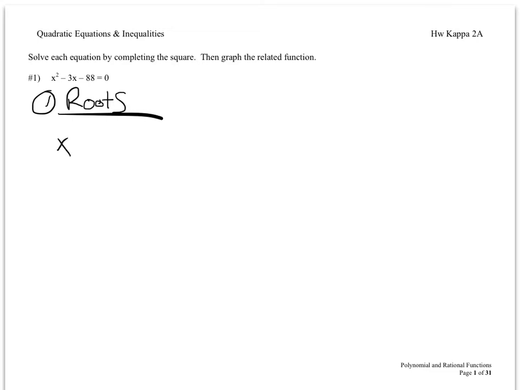So I take my first term and my second term, and I group them together in a set of parentheses, leaving some kind of a blank to the right of the minus 3x. I have my minus 88, and then I leave a blank to the left or right of that, doesn't matter, equals 0. To complete the square, you first want to make sure that the leading coefficient is a 1, which in this case it is.